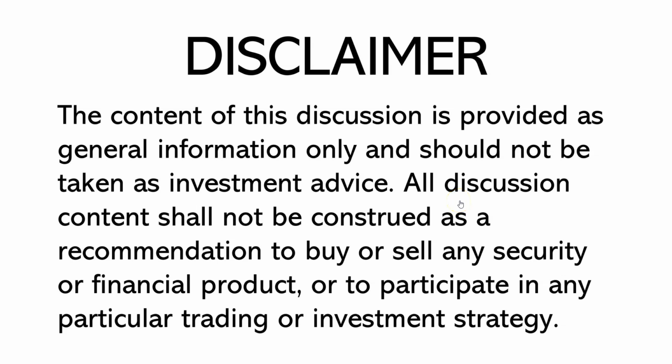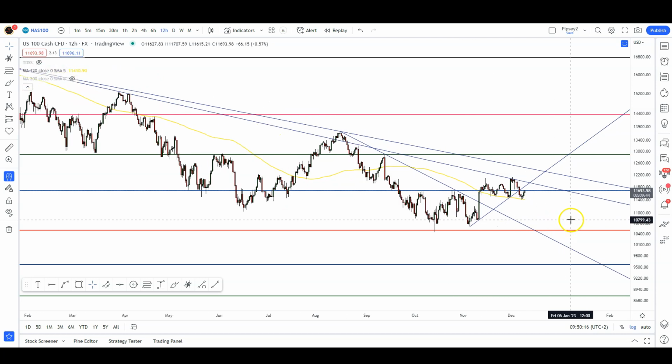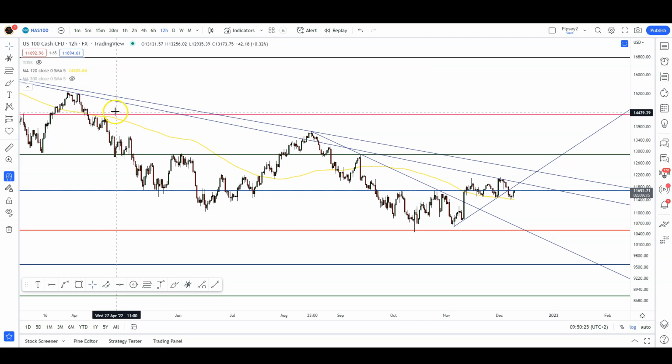Good day, everyone. I thought I'd just pop back in and show you guys some of the things I'm looking at right now. So the last video I pointed out, we broke this support line.